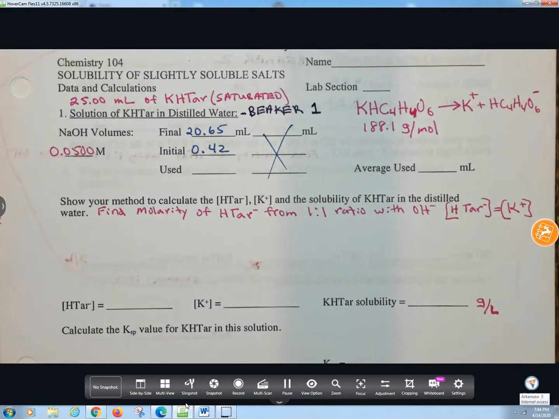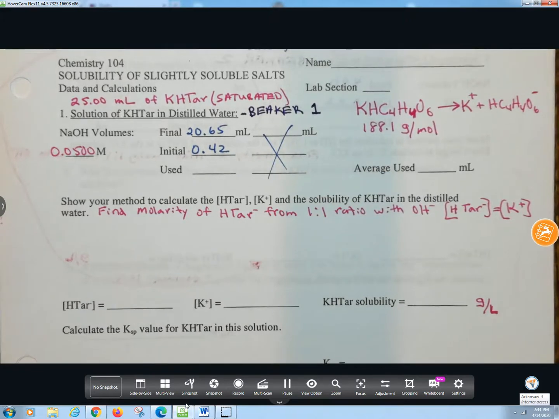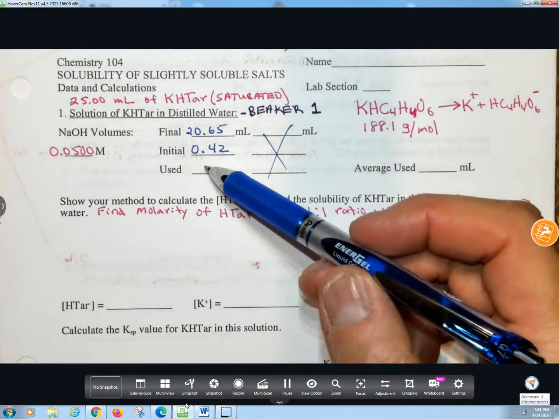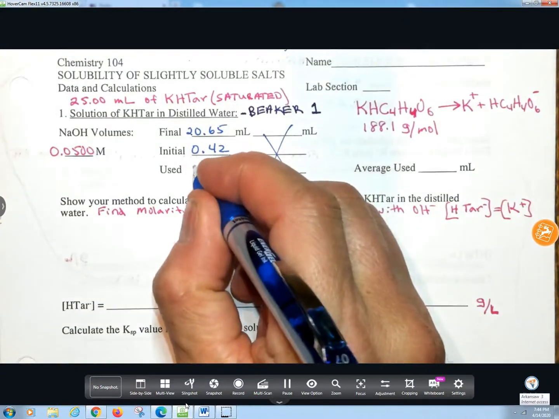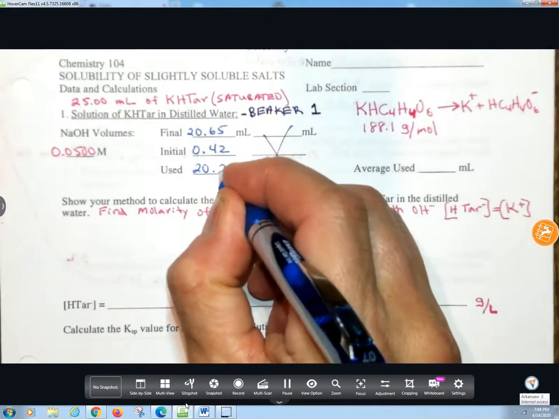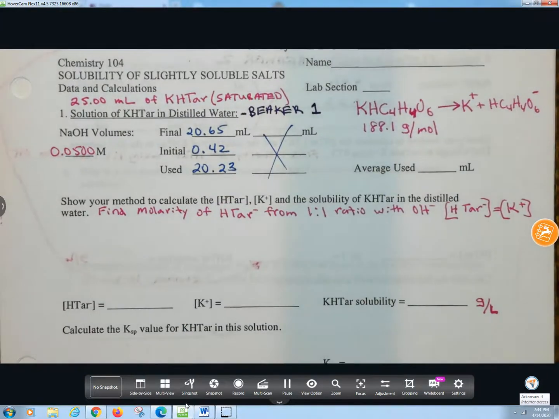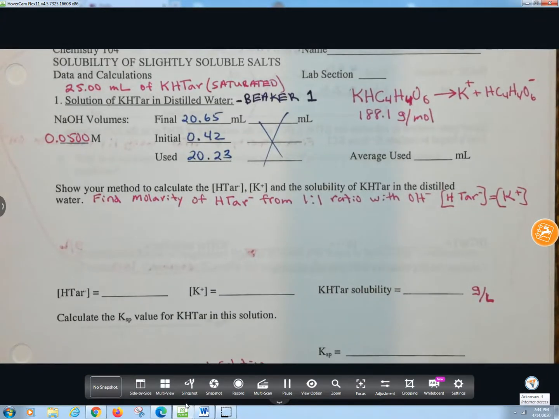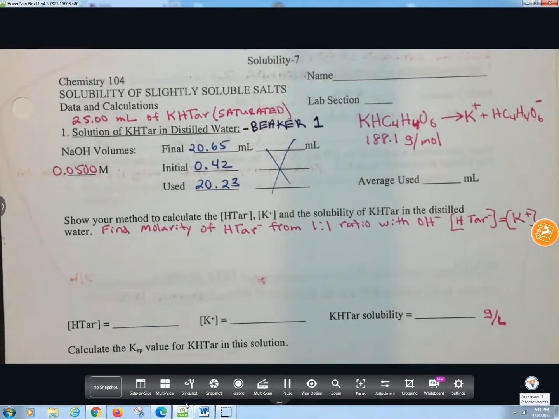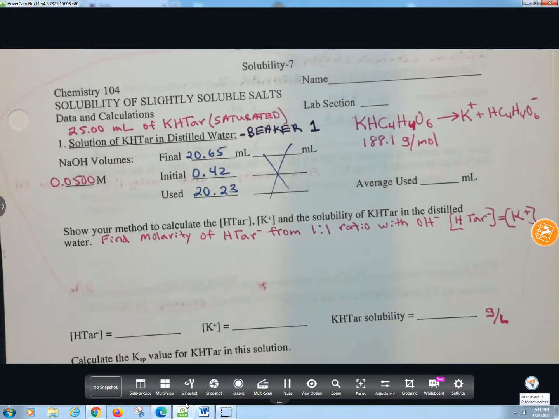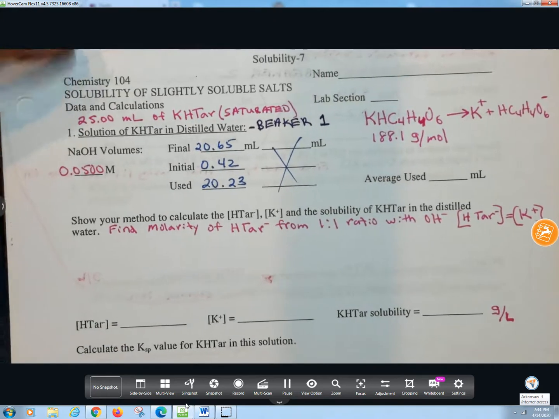So in this case, I didn't do a second trial. I just kind of crossed it out. If we subtract these two out, it looks like we used 20.23 milliliters. Now, I am going to do one calculation here with you, and then I'm going to let you do the rest. Now, please don't skip the video, because at the end I've got some things written in here that you need.